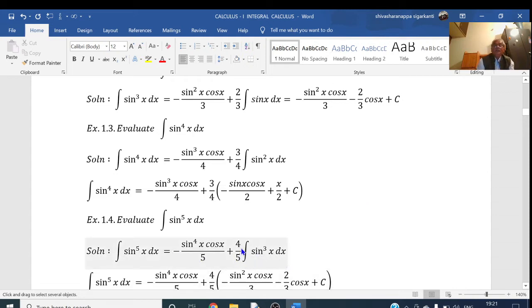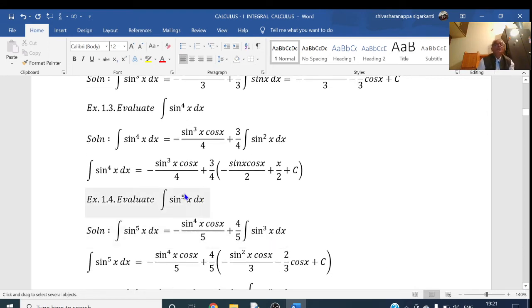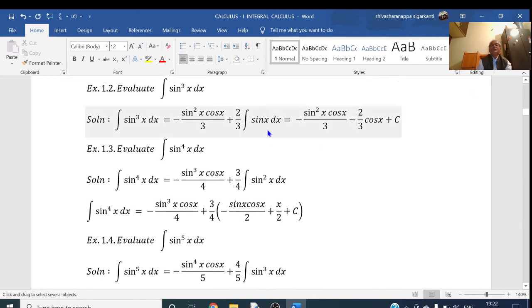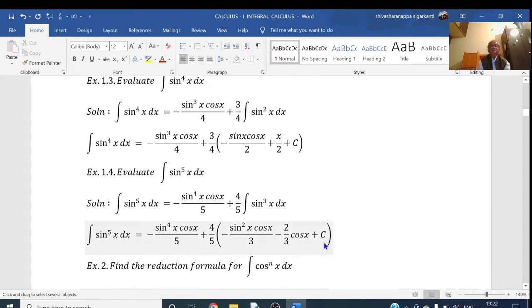Now already we have evaluated this integration of sin cube x dx. Just we substitute for this integration of sin cube x. This is equal to 4 by 5 into the integration of sin cube x, which is minus sin square x cos x by 3 minus 2 by 3 cos x plus c. Substituting here, we get the integration of sin fifth x.